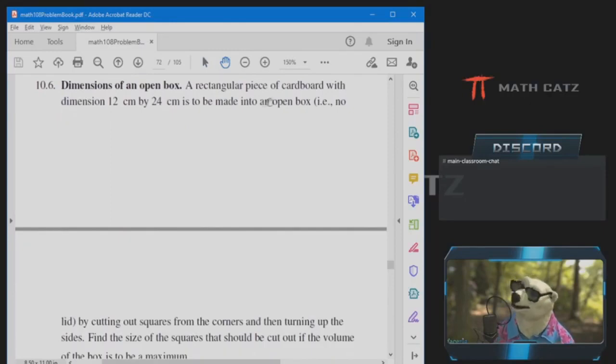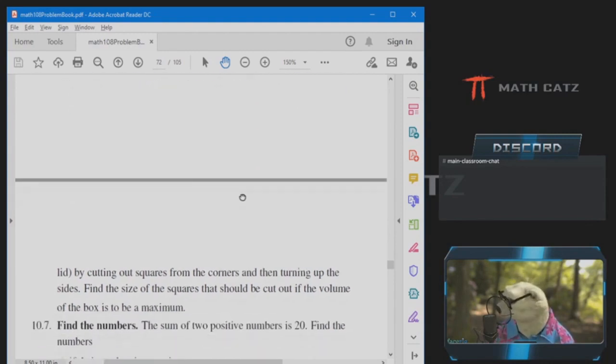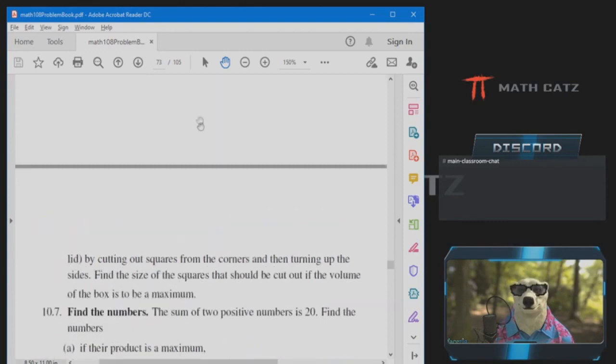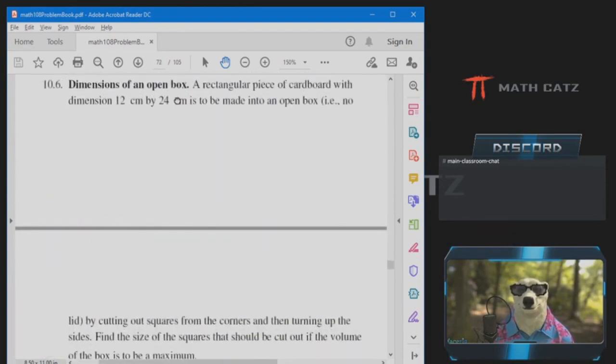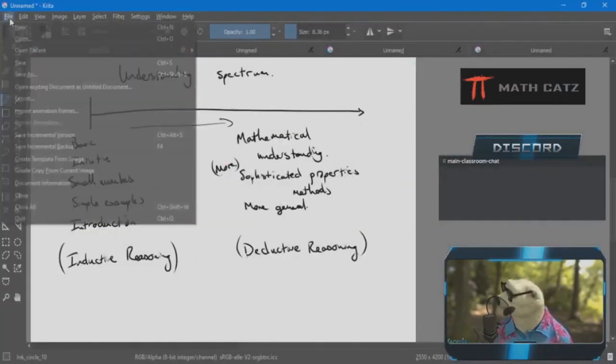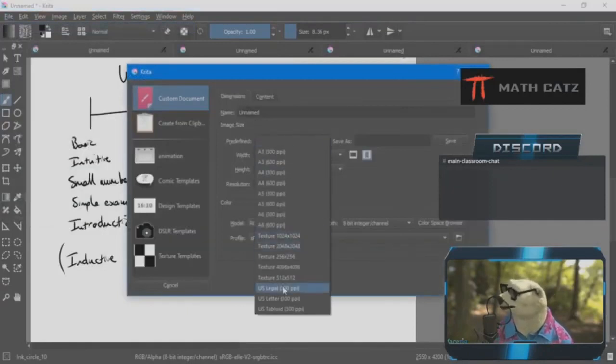A rectangular piece of cardboard with dimensions 12 by 24 is to be made into an open box, no lid, by cutting out squares from the corners and then turning up the sides. Find the size of the squares that should be cut out if the volume of the box has to be a maximum. Okay, let's get some drawing stuff happening and then we will see what we see.